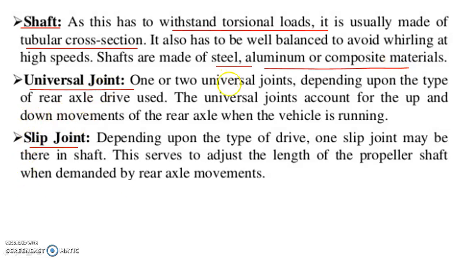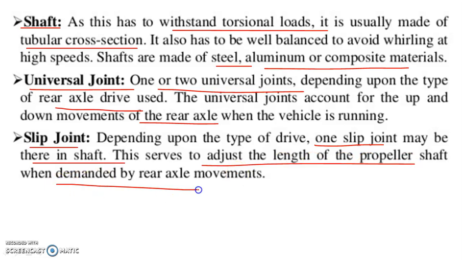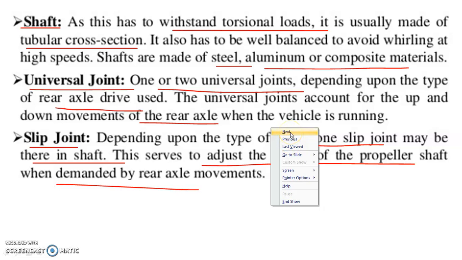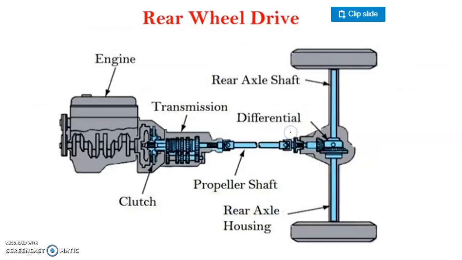Universal joint: one or two universal joints are used depending upon the type of rear axle drive. The universal joint accounts for the up and down movements of the rear axle when the vehicle is running. Depending upon the type of drive, one slip joint may be there in the shaft. This serves to adjust the length of the propeller shaft when demanded. So these are the functions of the three components of the propeller shaft assembly.